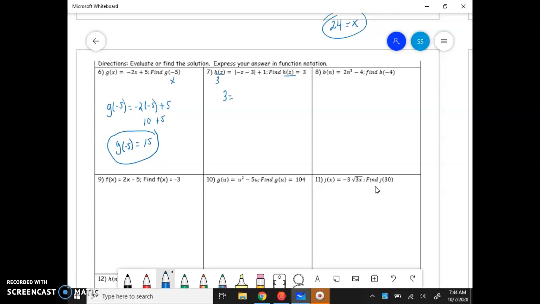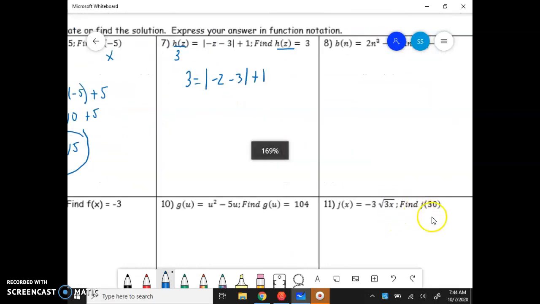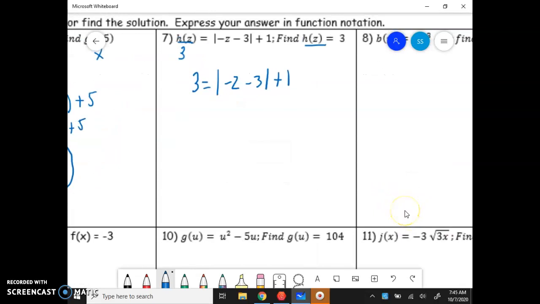So that's going to be 3 is equal to the absolute value of z minus 3, plus 1. Let me go ahead and zoom in here a little bit more. Let's make sure that's a z, not a 2. Okay, so here we actually have to solve for z. We need to solve this absolute value equation. So we need to do those steps, get everything outside the absolute value bars. We're left with the absolute value of z minus 3. Is there going to be a solution?